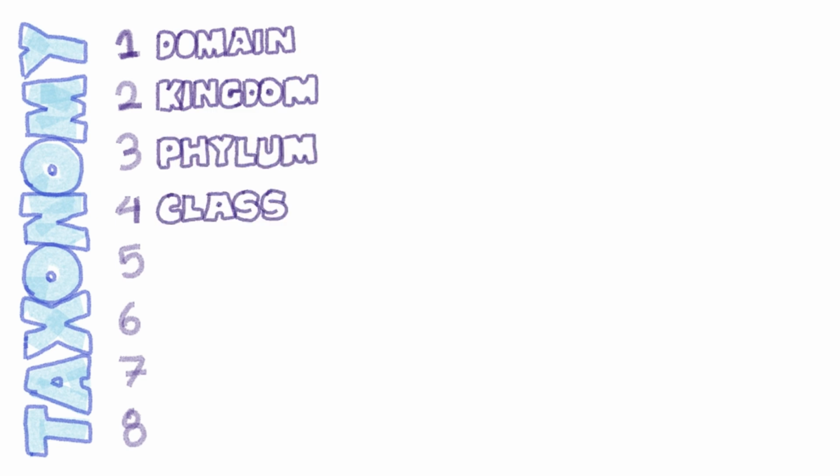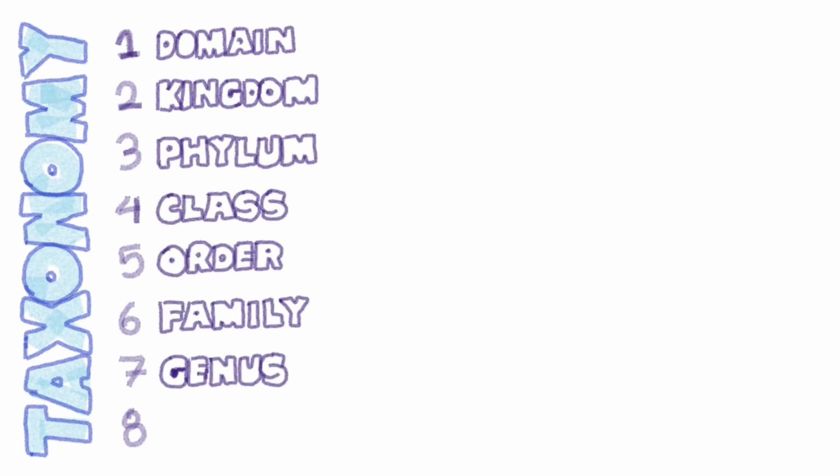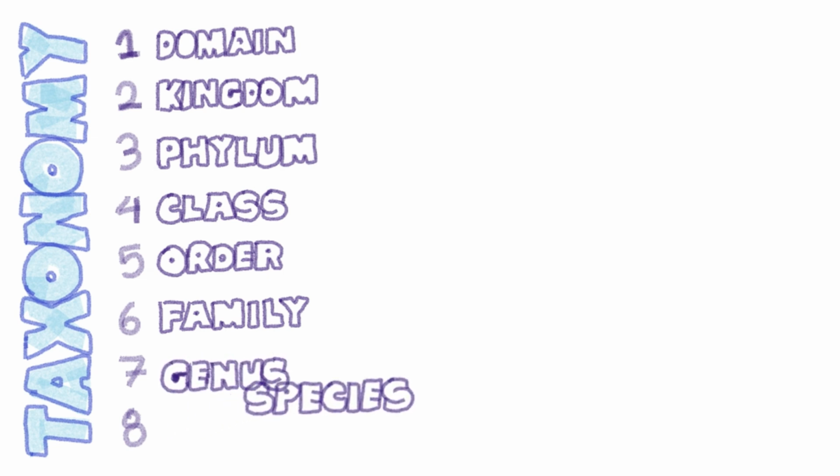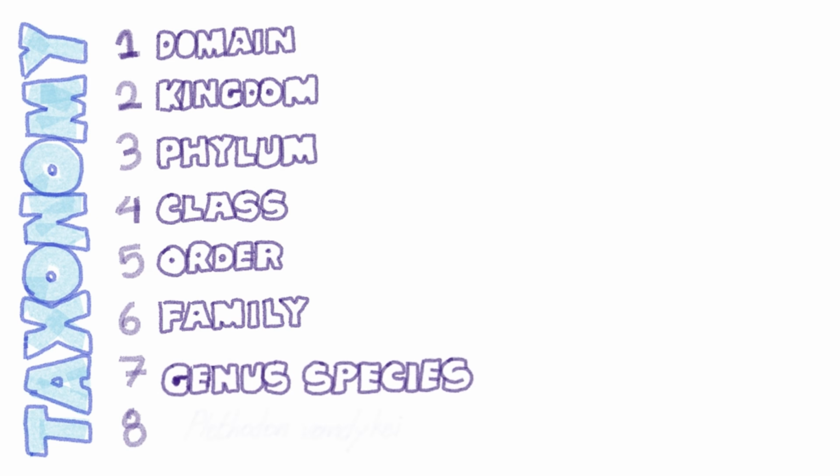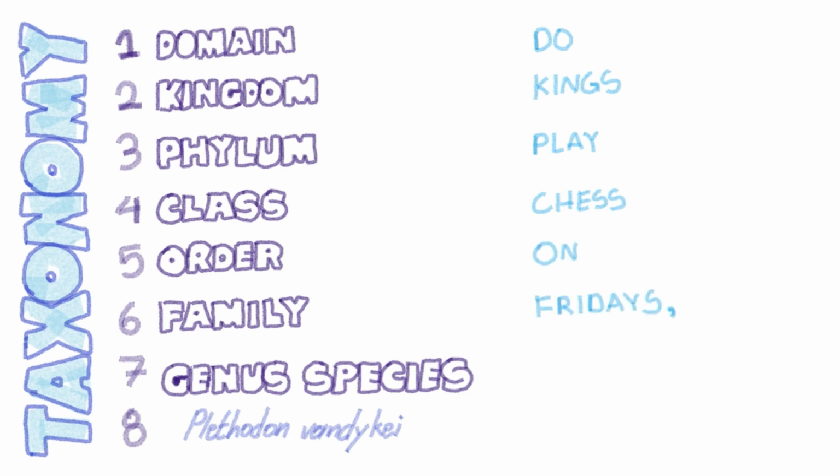Taxonomy is divided into a hierarchy with 8 steps. The higher up you are in the hierarchy, the broader everything is. At the top we have domain, then kingdom, then phylum, class, order, family, genus, and finally, species. Genus and species are often written together, and it's what you see when you look up the scientific name of something. A good way to remember all of these is with a mnemonic. My favorite one is this. Do kings play chess on Fridays, generally speaking?